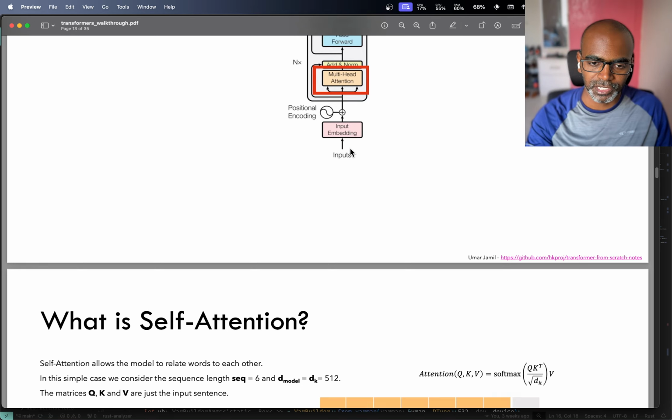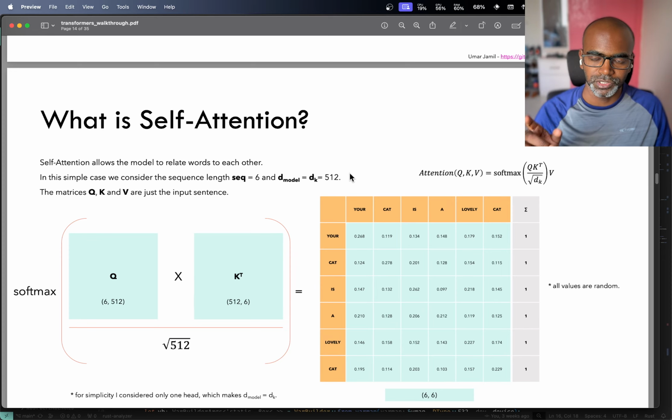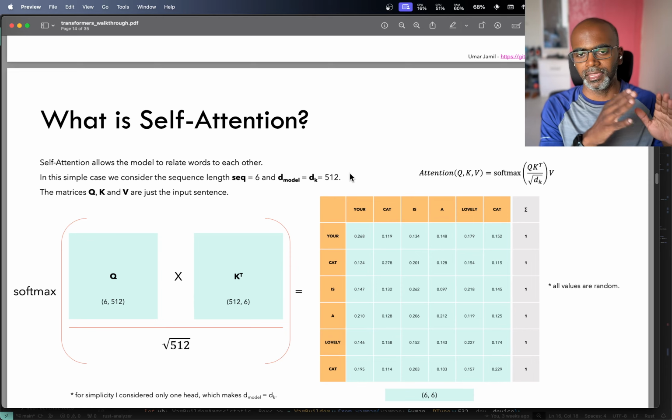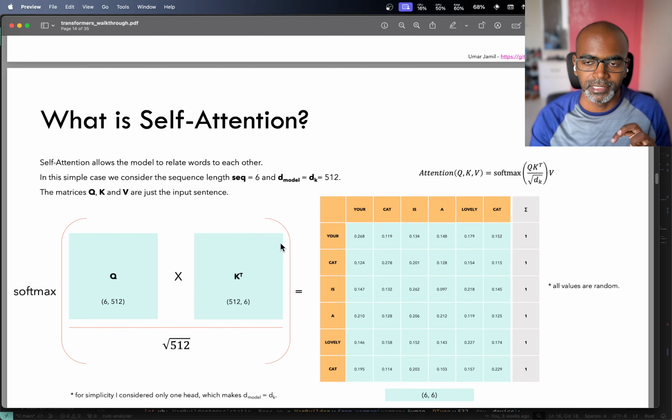According to the paper, it's 6 by 512, but in our case, that's actually 8 by 512 because we're going for 8 words in one batch. And then each word is a 512 dimension vector. So we basically take the 8 by 512 matrix, and then we make three copies of it. So Q, K, and V are those three copies. And then we simply go ahead and multiply. This is a matrix multiplication of Q with the transpose of K.